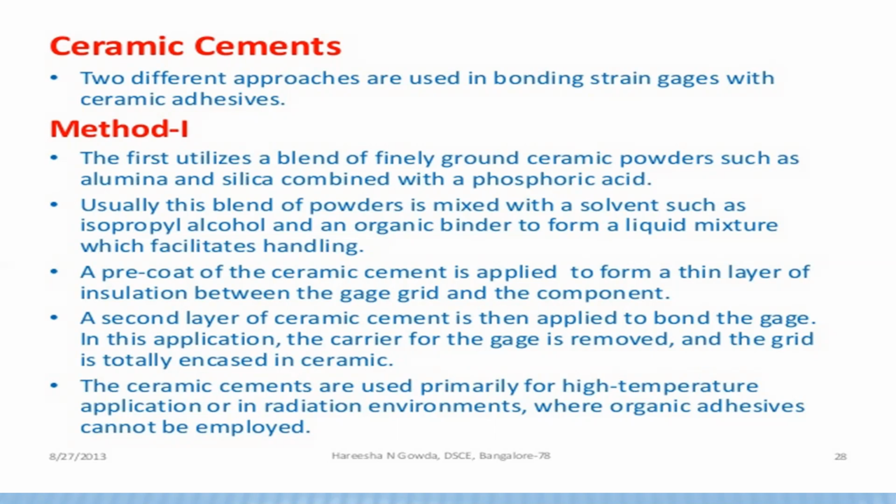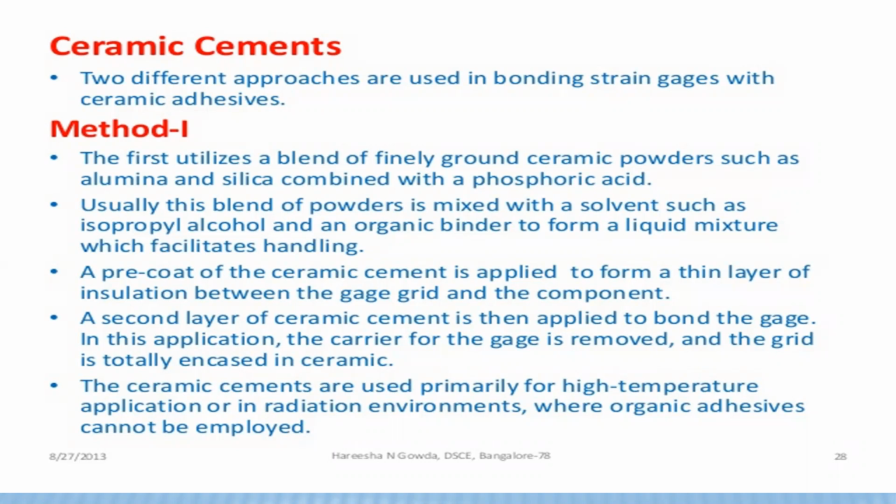So in these ceramic cements, a pre-coating of the ceramic cement is applied to form a thin layer of insulation between the gauge grid and the component. A second layer of ceramic cement is then applied to bond the gauge. In this application, the carrier for the gauge is removed and the grid is totally encased in ceramic. The ceramic cements are used primarily for high temperature applications in radiation environments where organic adhesives cannot be employed.